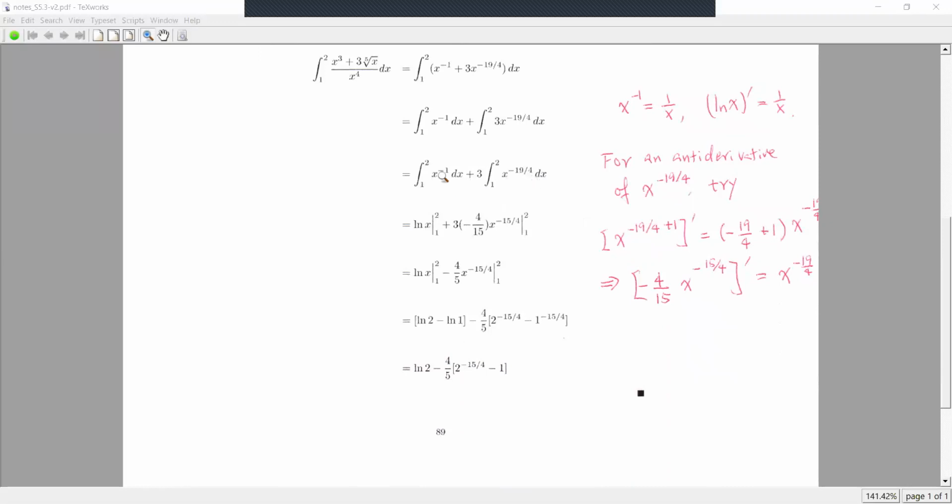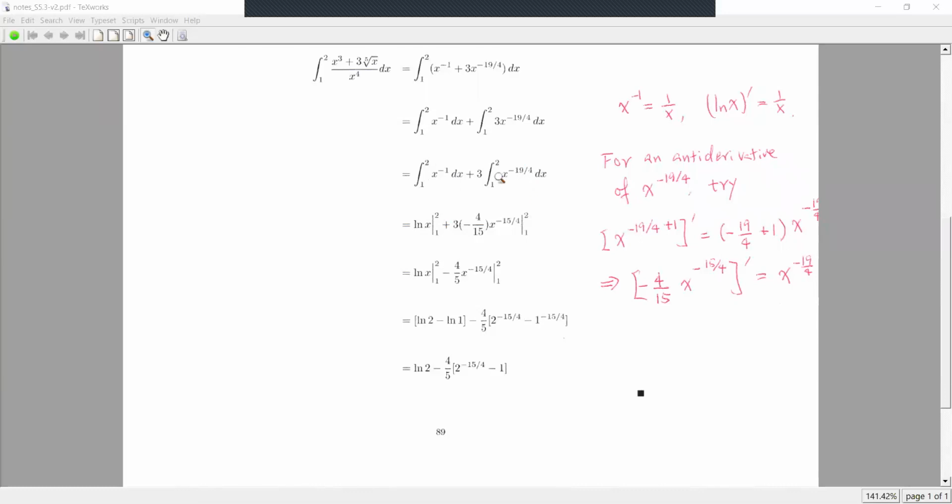x^(-1) is 1 over x. Then what function has derivative 1 over x? It is natural log. So natural log is an antiderivative of 1 over x. Now, by the fundamental theorem of calculus, part 1, this integral is the antiderivative, plug in the lower limit, plug in the upper limit. 1, 2.